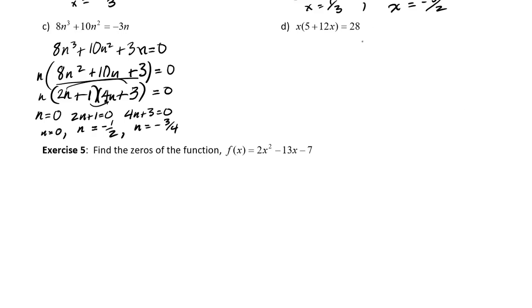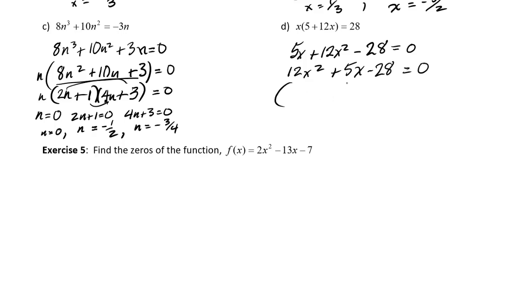On this last equation here, I have an x I need to distribute. So I have 5x plus 12x squared minus 28 equals 0. Now I need to write it in descending order of exponents. Then I need to factor it. I'm going to go with 4x and 3x. Can you tell that's my default? I always start with the numbers that are closest together for my factoring.